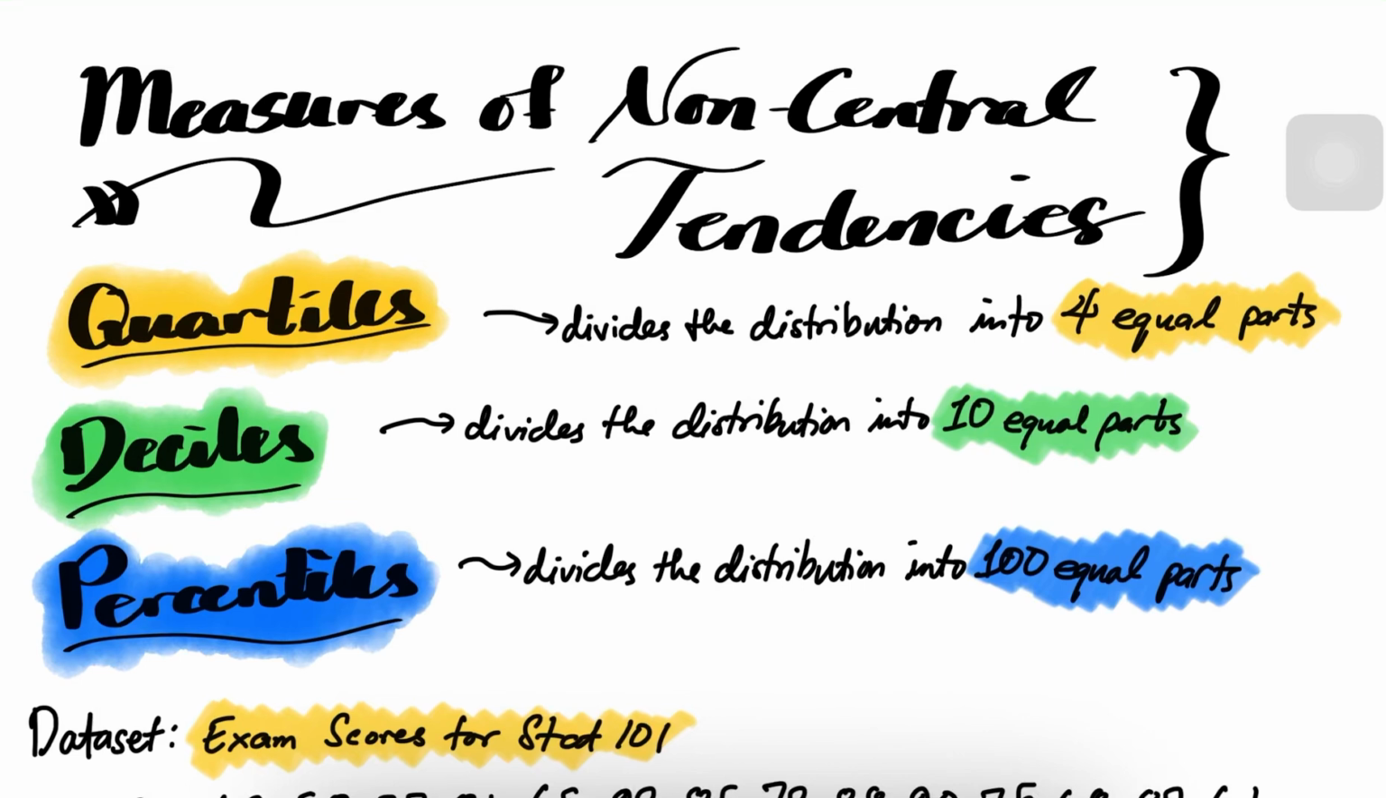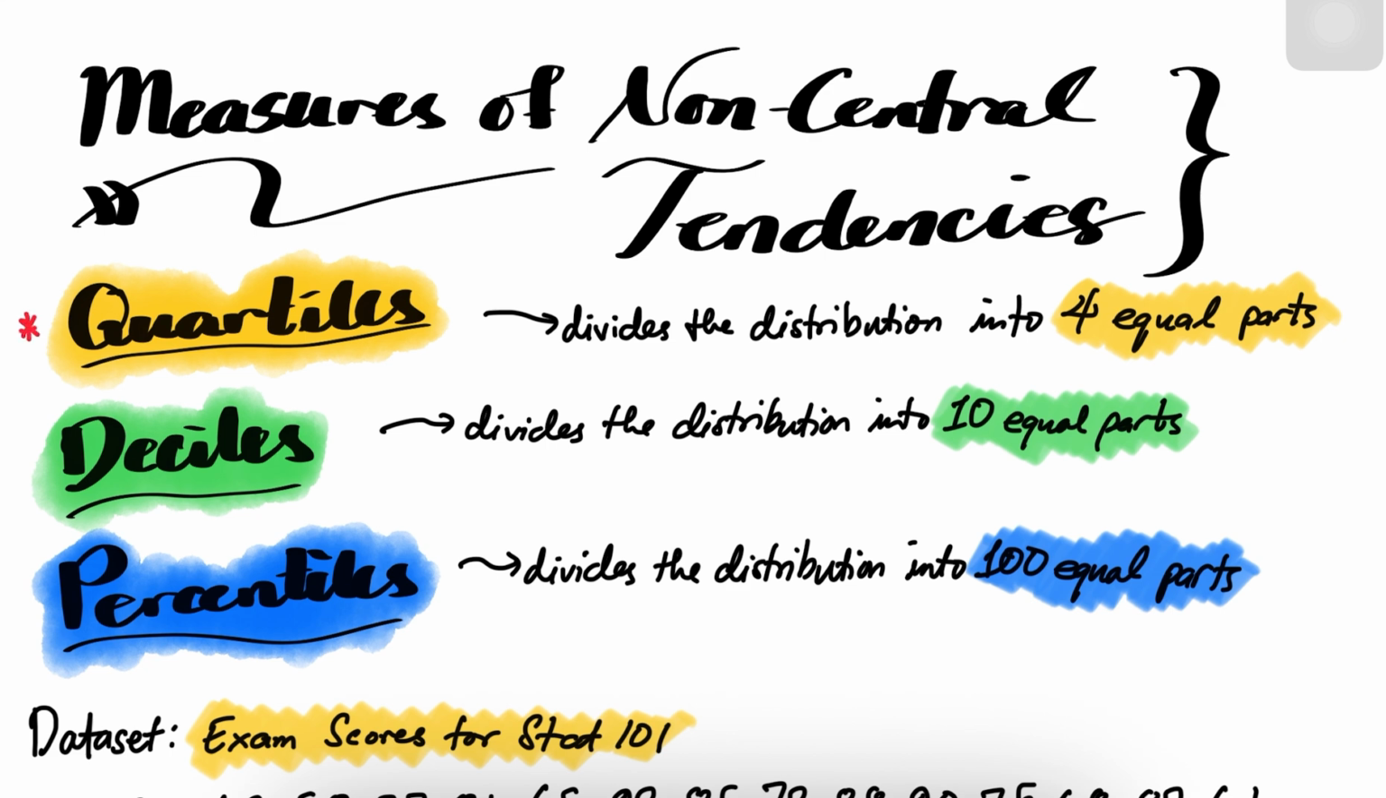Okay, so hi everyone. In this video, we're going to have a short lecture on measures of non-central tendencies, and this is similar to solving the median, which is one of the measures of central tendencies. And remember that the median divides the distribution into two equal parts. Here, we will be dividing the distribution into different equal parts. So let's start with the quartiles.